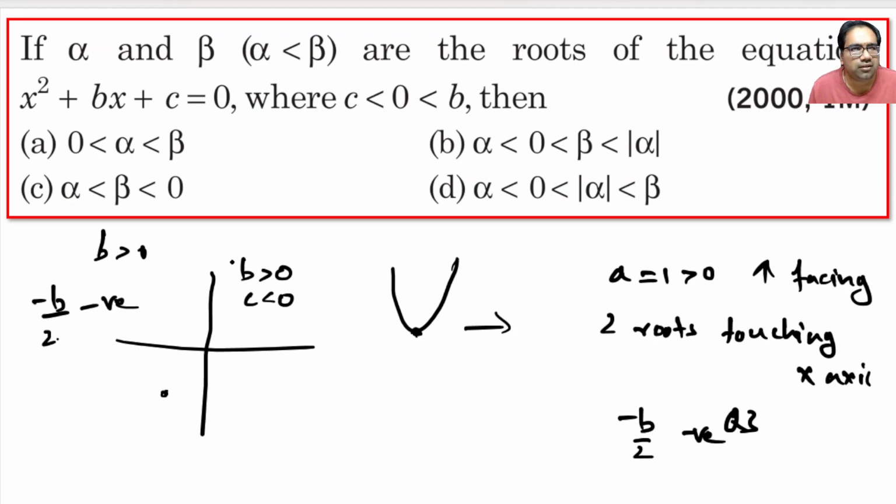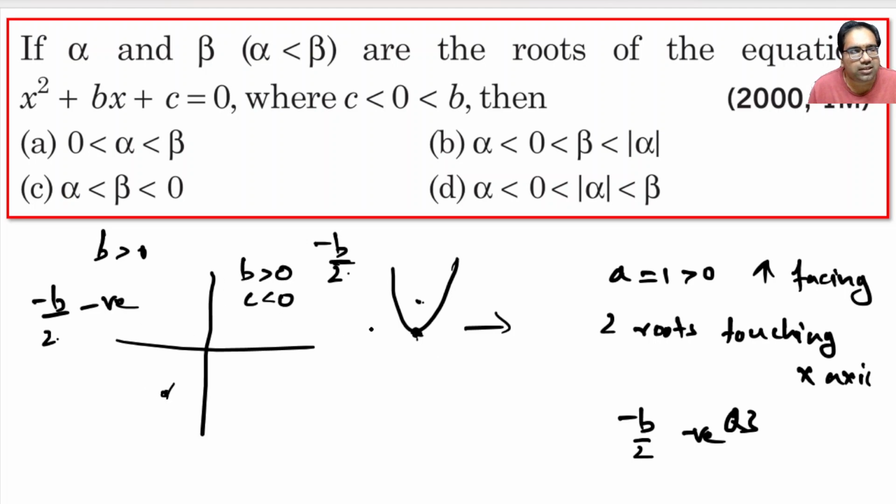Okay. Please see it again. What is the vertex of a parabola ax square plus bx plus c? We know it is minus b by 2a. Now a is anyway 1, so this we can ignore. Minus b by 2 is negative because b is positive. Minus b is negative, so minus b by 2 is negative. Okay. So the vertex will have two coordinates, x coordinate and y coordinate. The y coordinate is anyway negative because this graph is touching the x-axis.